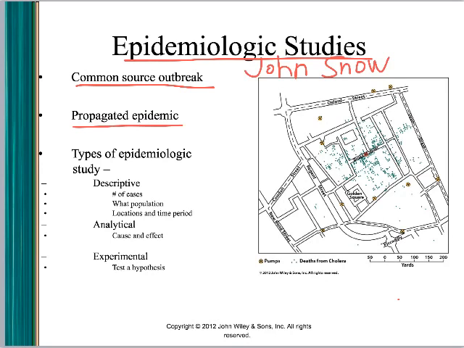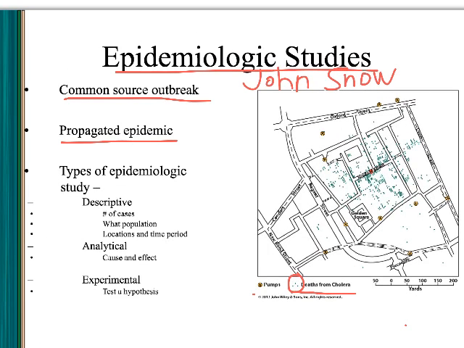So what Jon Snow did was he was the first one to really conduct an analytical study of disease. There was a cholera outbreak in London with lots of deaths. All of these green dots are deaths from cholera. I think he worked for the city, so he's trying to figure out what's causing this. He put two and two together, right?